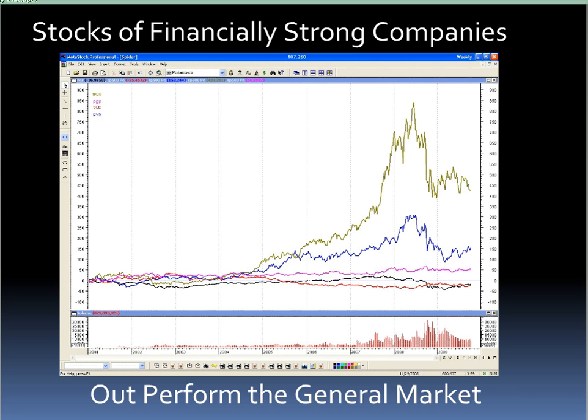Okay, this is true for also Devon Energy. Line is Devon Energy, where it outperformed the market about almost 300%. Then it had a drop. This is PepsiCo, the mauve color here, PepsiCo. Not quite as powerful as these other two, but outperforming the market, and that's what we want.